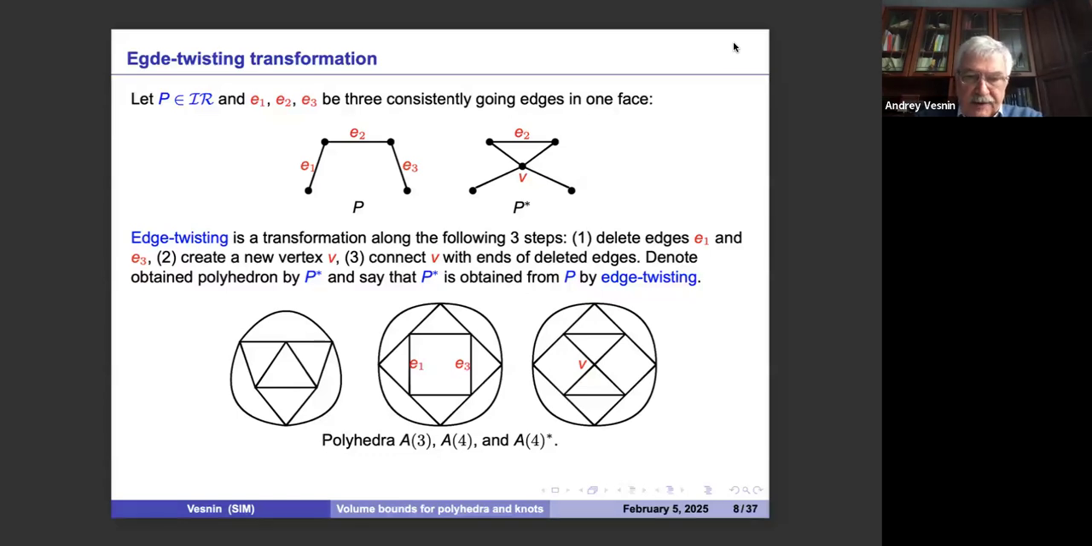Let's call this vertex V. After that, you connect this new vertex with the terminal points of the edges. That's pictured here, and you obtain a new polyhedron, which still has 4-valent vertices, and it has the property about non-trivial circuits. The example is presented here.